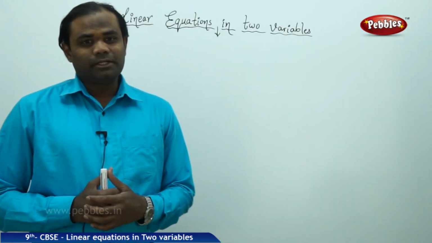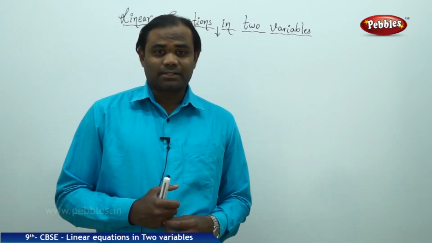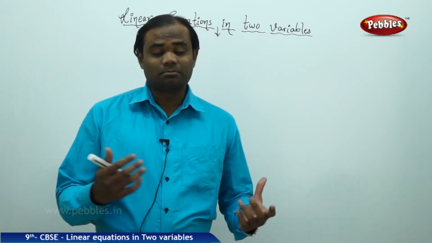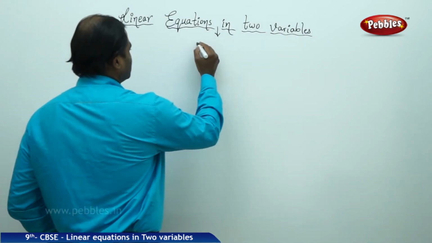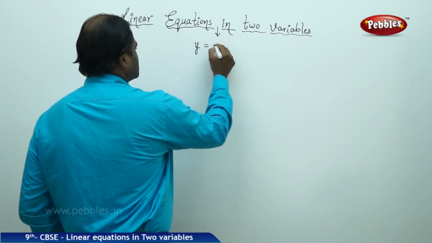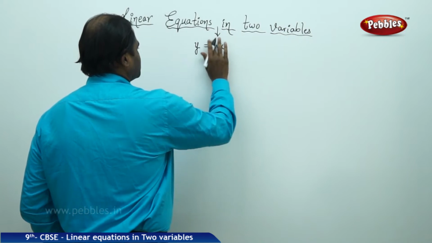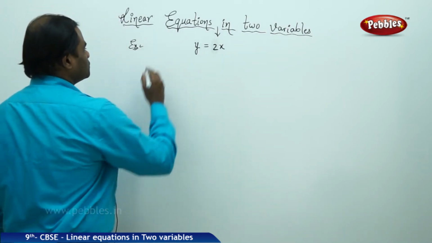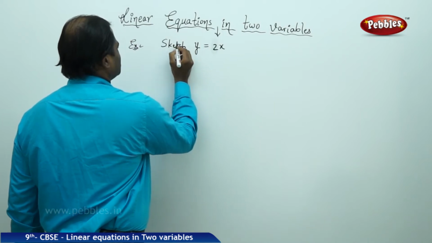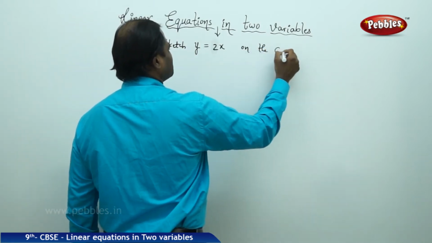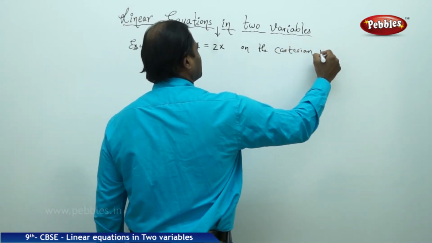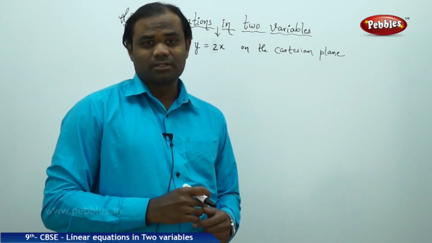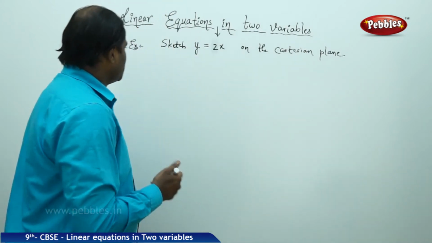Now that we have seen the linear polynomial y is equal to kx, which has its own graphical properties passing through origin, let's see one example problem to understand the concept more strongly. Imagine I have a line y is equal to 2x, and my question here is to sketch y is equal to 2x on the Cartesian plane. So let's see how this linear equation in two variables x and y with its special case looks in the Cartesian plane.